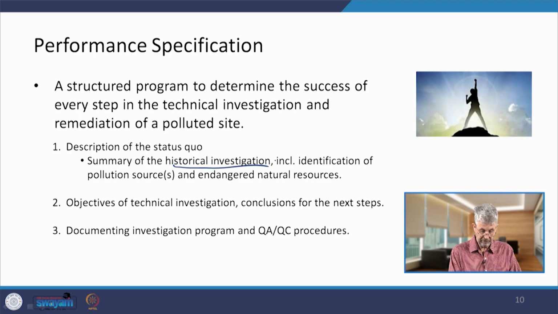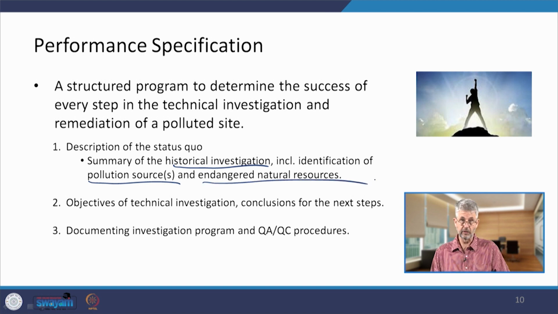So we want to identify pollution sources, but we also want to identify endangered natural resources. What do the surroundings look like? Is there, for example, a drinking water treatment plant in the neighborhood? Is there any facility that could be impacted through the contamination that's being released at the site? How long would it take for this contamination to reach there?